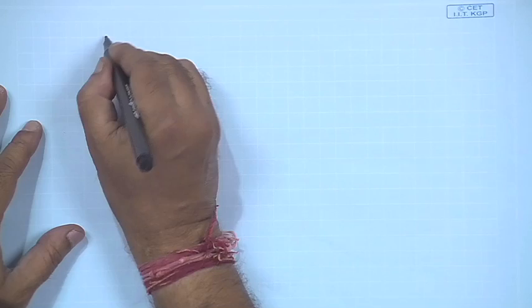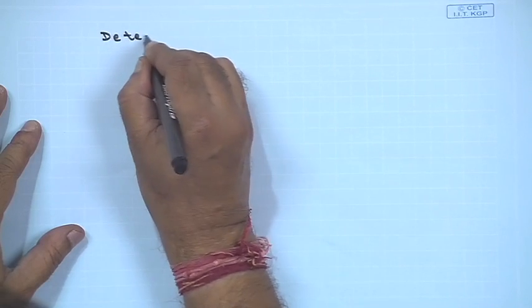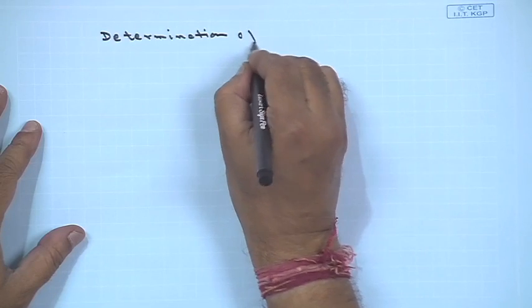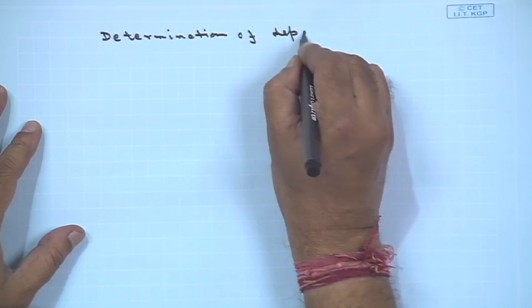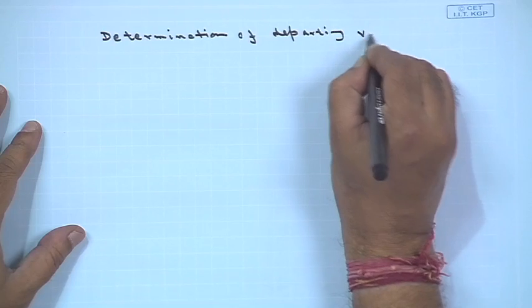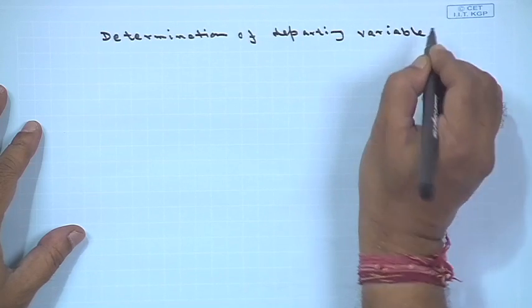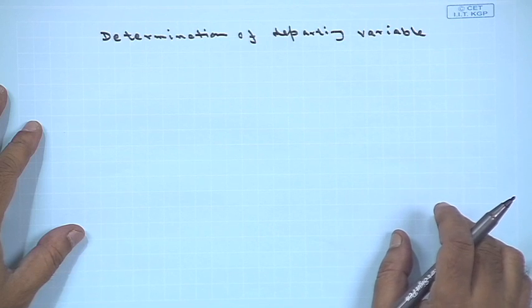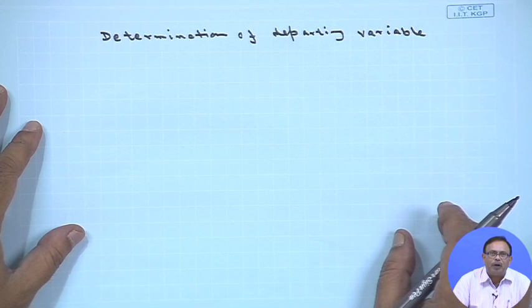Now, next one is determination of the departing variable, that is, which variable will go out from the basis. Earlier we told which variable will come into the basis. So, since one vector is going into the basis, one vector or one variable should go out. So, the next step is for this one.